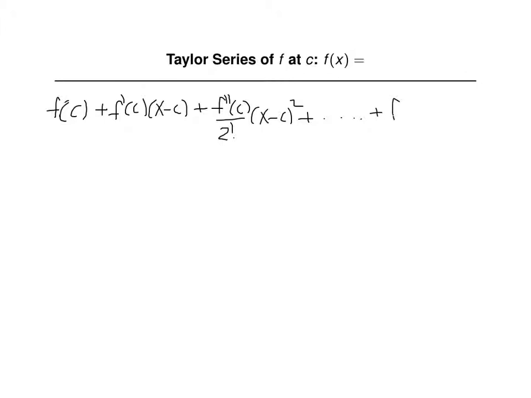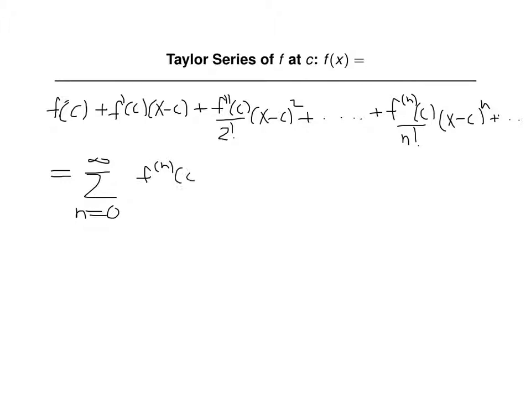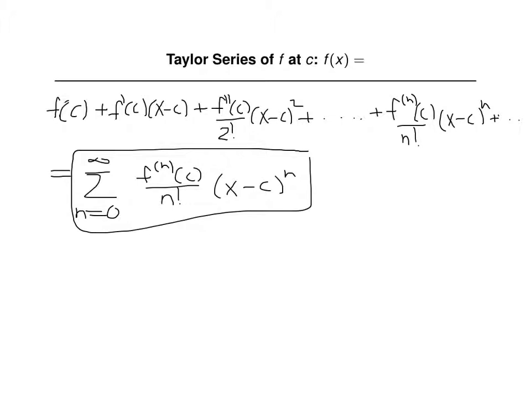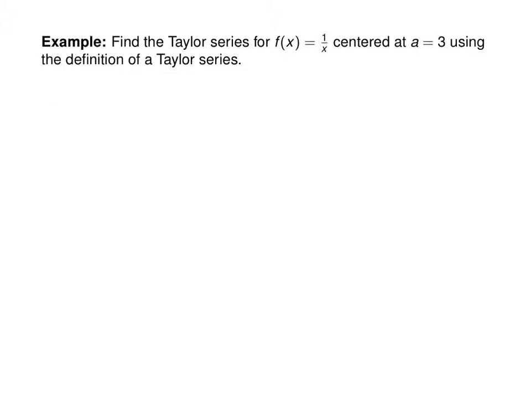The nth term is given by the nth derivative at c over n factorial x minus c to the n, etc. Or in summation notation, it's a sum from 0 to infinity, the nth derivative at c over n factorial multiplied by x minus c to the n. So let's find a Taylor series for the function 1 over x centered at a equals 3 using the definition. This could also be accomplished using manipulations and a geometric series.